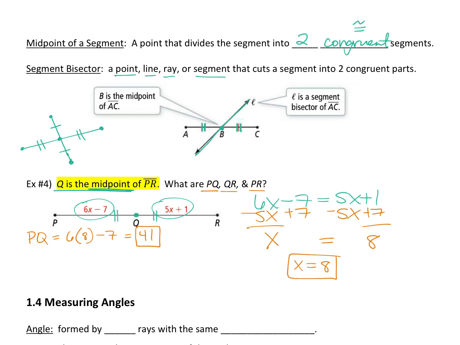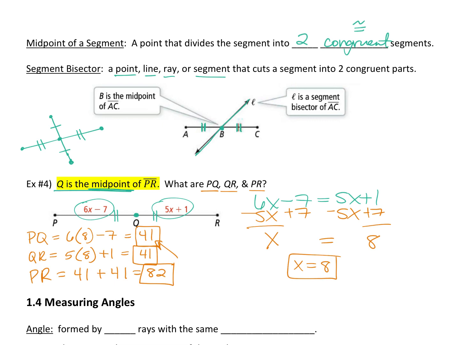Okay. What should QR be before you even calculate it? 41. Because this one was 41, QR should be 41 also. They're equal, right? It's a midpoint. But I always recommend that you still plug it in just to make sure that you didn't do something wrong. So 5 times 8 plus 1 is 40 plus 1, or 41. So what is PR? 82. Take those two pieces. 41 plus 41 is 82.